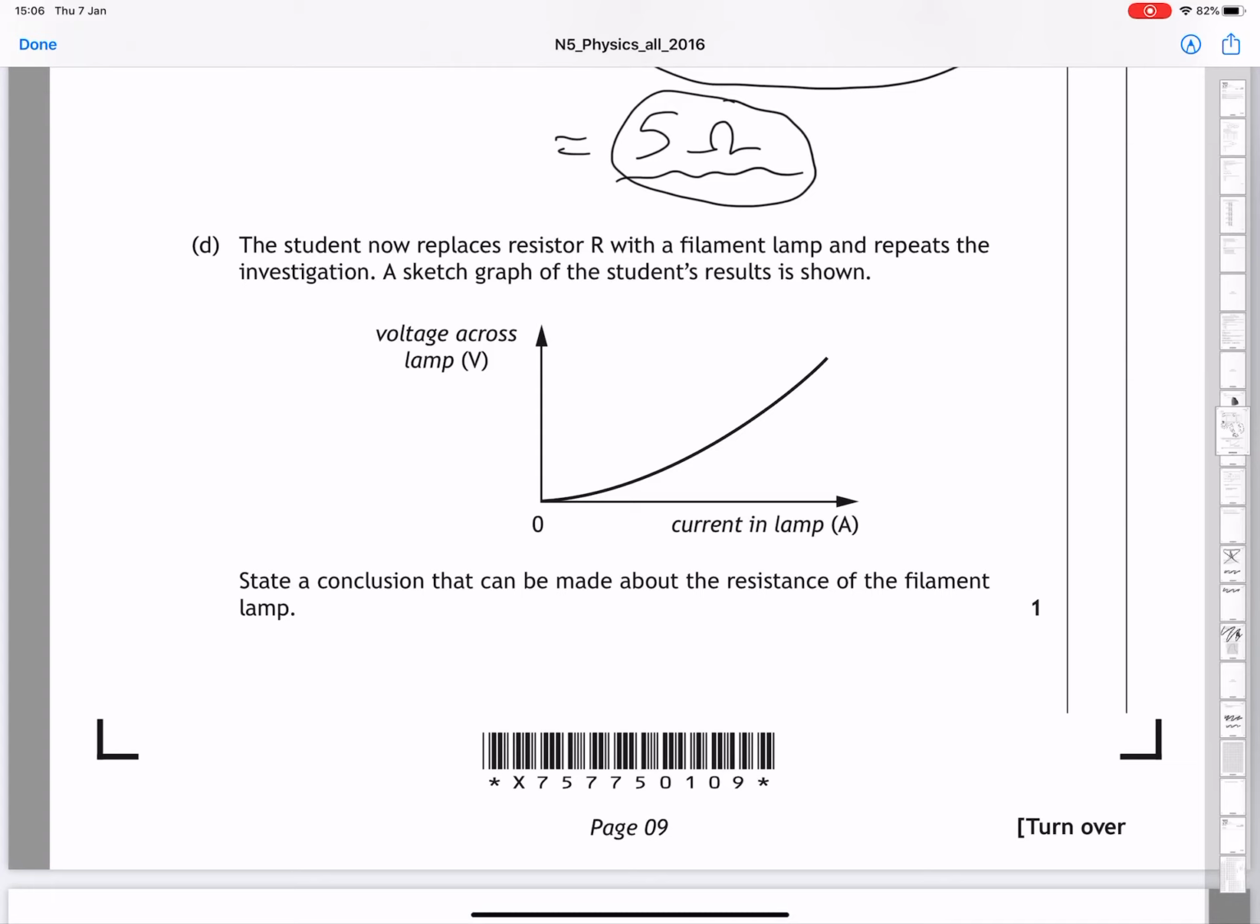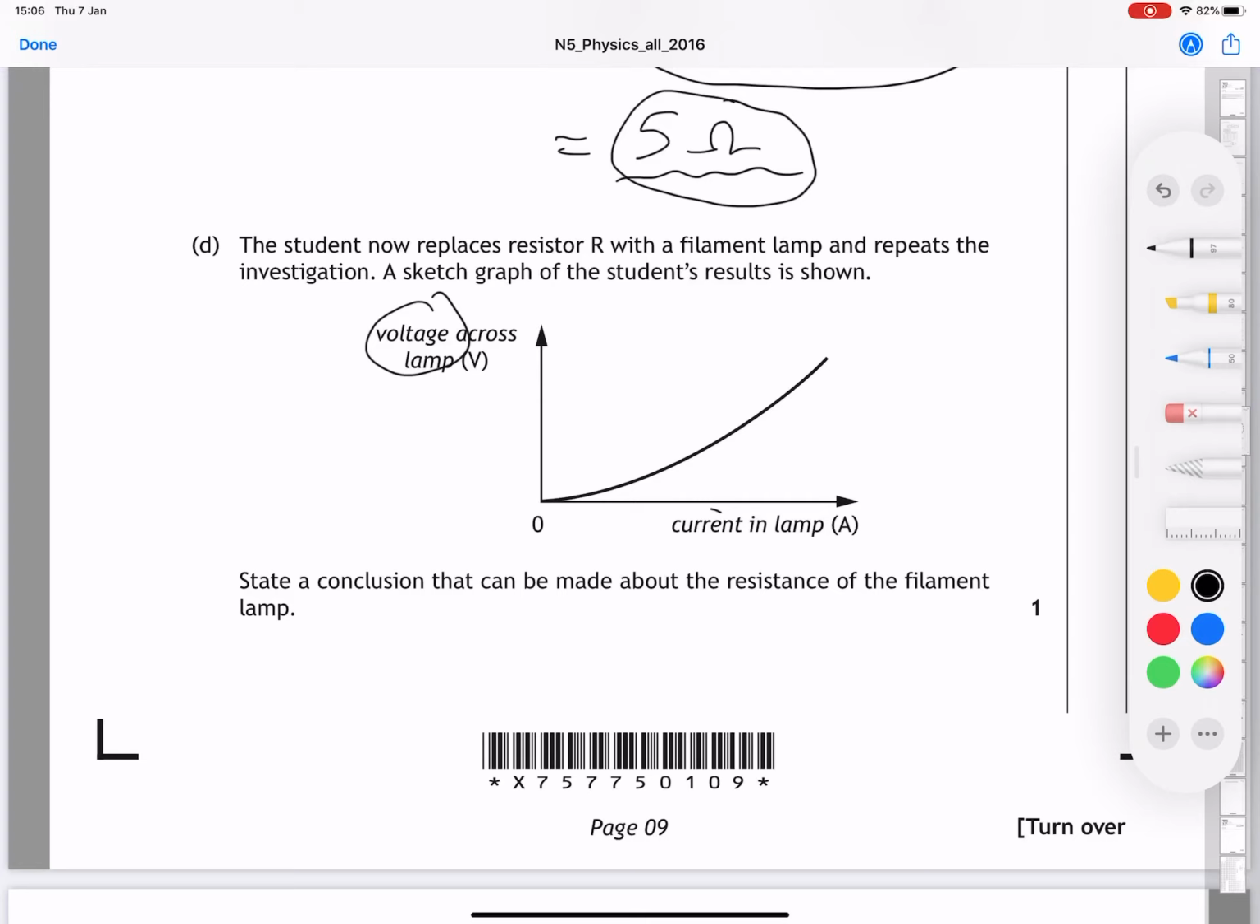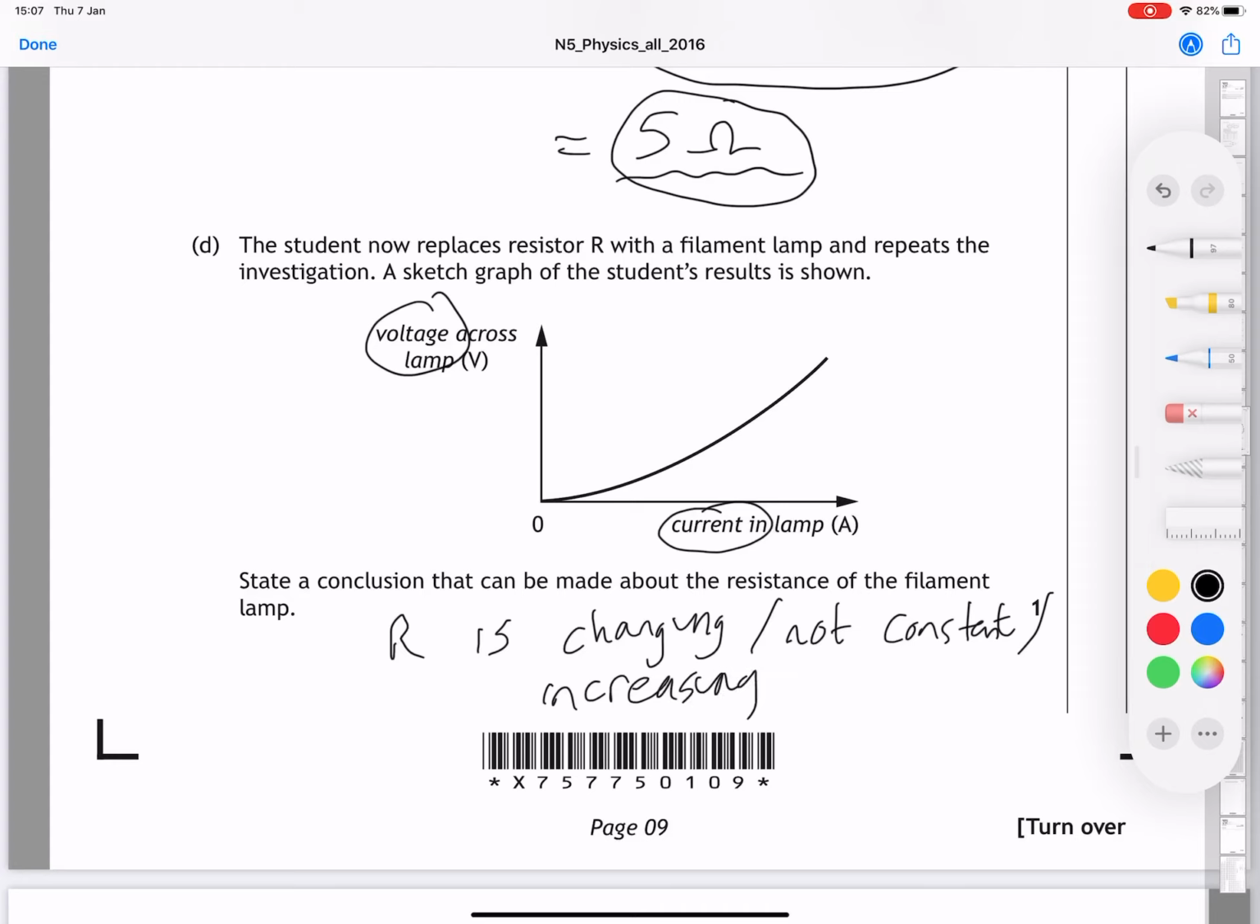Right, part D. State a conclusion that can be made about the resistance. So you've got the voltage and you've got the current, so you know if the resistance was constant, then the graph would go directly up like that, but the graph doesn't go like that. So the resistance is changing or not constant, you could have written, or increasing, not decreasing, increasing. 1 mark for that.